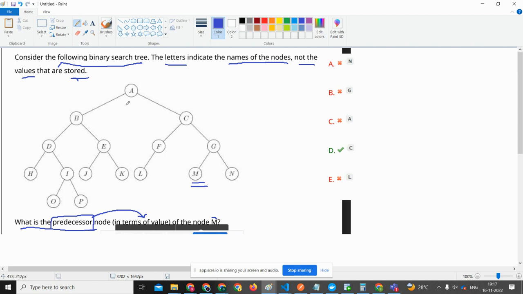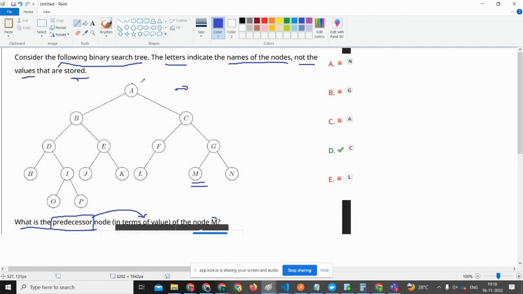So the value means, in a binary search tree, you should check with the parent, right? The parent should be greater than M, right? So we should find the index of the parent. Correct. They are asking predecessor. Okay. Predecessor.